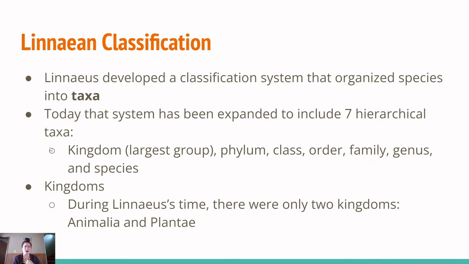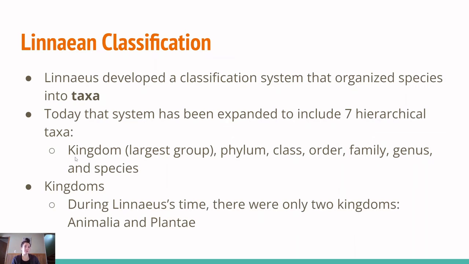The little saying that I was always taught growing up that has somehow stuck in my mind was King Philip came over for good spaghetti. So it's Kingdom, Phylum, Class, Order, Family, Genus, Species. But whatever you need to do to remember it, you are going to want to remember all 7 of those in order. So just a little bit about some of these.